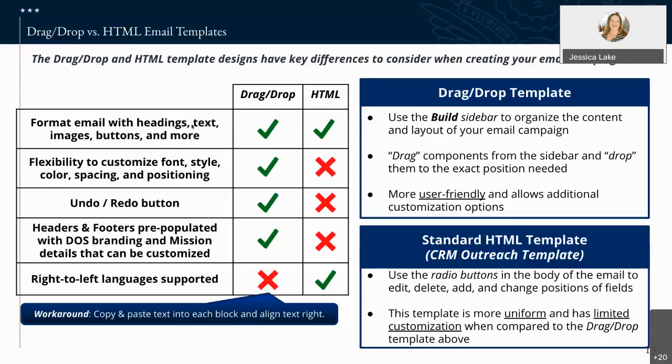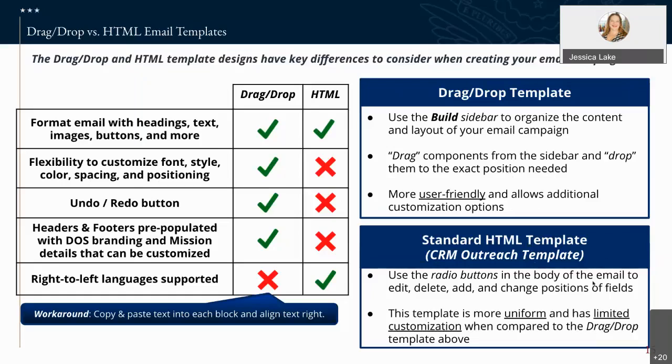Both of these templates allow you to format the email with your headings, images, button blocks, text blocks, more, all those types of things. But drag and drop gives you some added flexibility. You can customize the font, styles, colors, spacing, positioning, and it's real easy to do because you can literally drag components from the sidebar. You'll see what I mean when I get in there. And drop them into the position that you need in the template. And you can arrange those, move them around pretty easily. It's more flexible and user-friendly and allows for some more customization options.